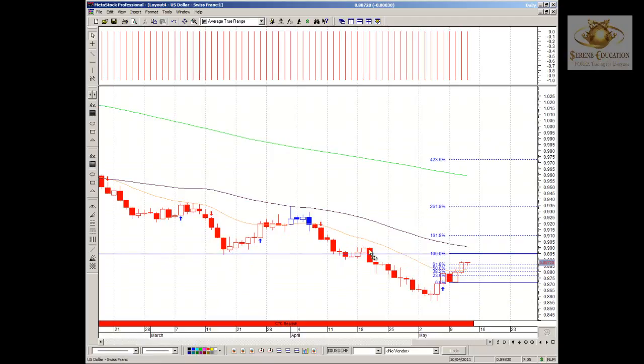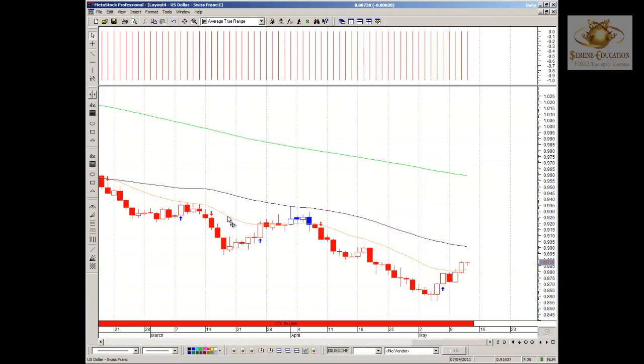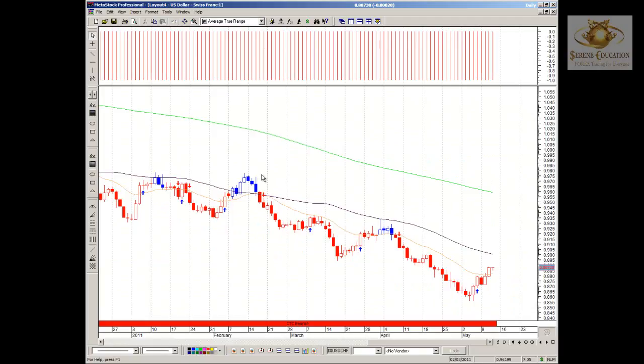That will take us to a price support and resistance level, and not too far from the 50 period moving average. So we could see this continue to the upside today, primarily because of this. It definitely has found a bottom.